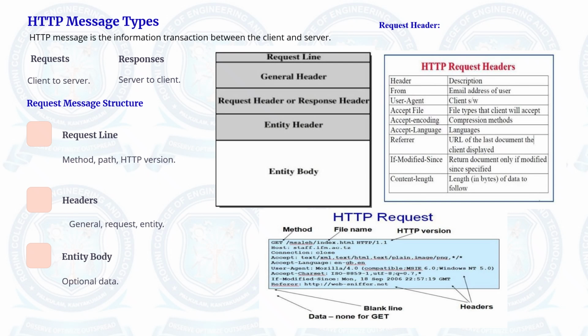An HTTP message is an information transaction between the client and server. We have two types of messages: request messages and response messages. A request message goes from client to server, and a response goes from server to client. The first diagram shows the basic HTTP message structure. The first line contains the request or response line. Next come the general header, request header or response header, entity header, and entity body.